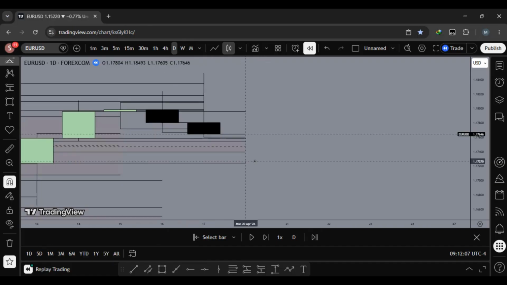No. You use the closing price logic. If price goes up first, we are selling. If price goes down first, we are buying. So let's go. Let's see where price goes.